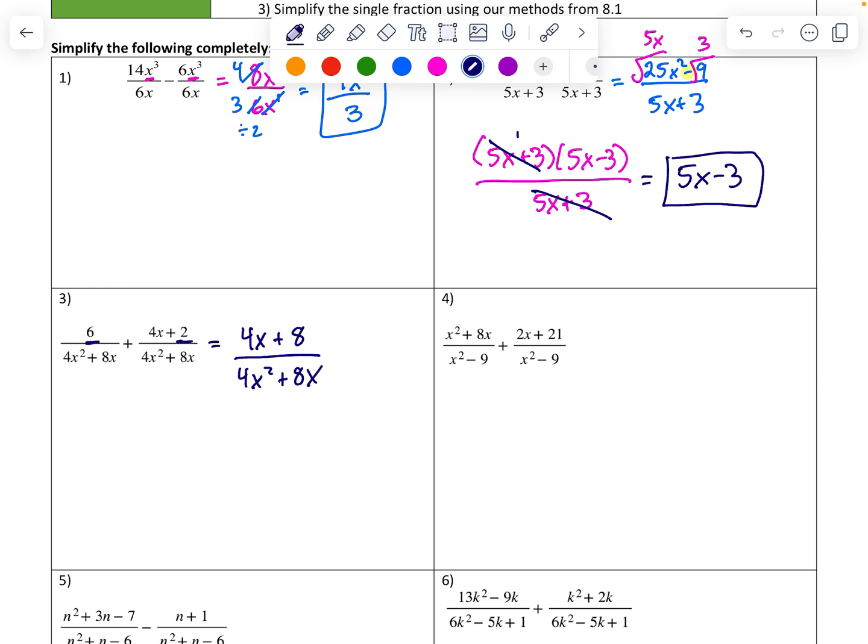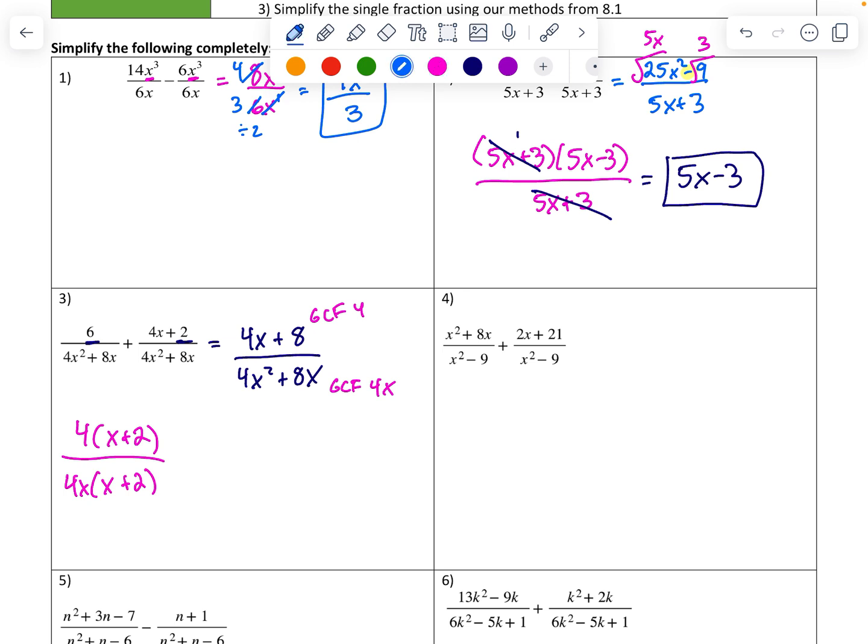Then I check for any simplifying we can do. So on the top, I see a GCF of 4. So I'm going to take out the 4, and I'm left with x plus 2. On the bottom, I see a GCF of 4x. So I'm going to take out a 4x, and I'm left with x plus 2.